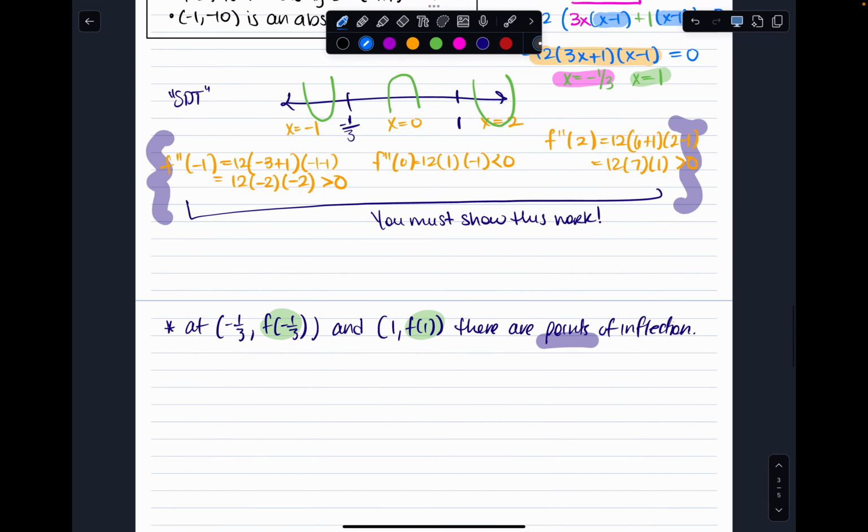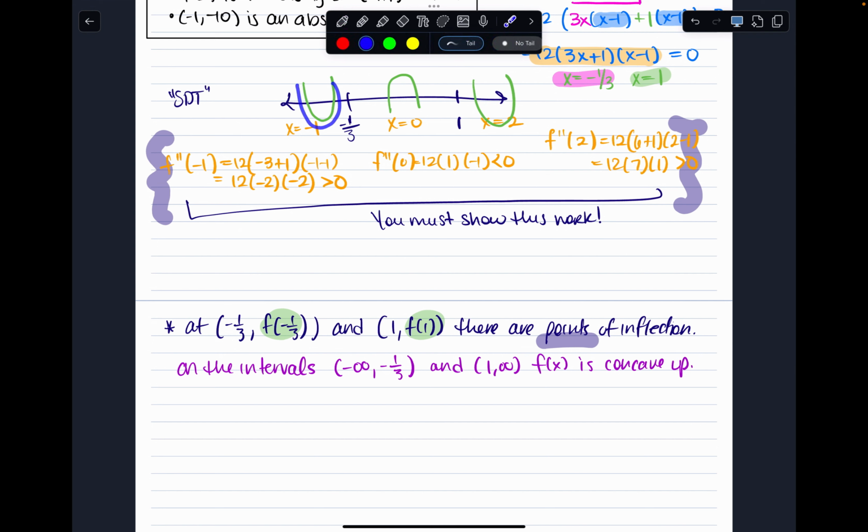Those are the points of inflection, and on the intervals -infinity to -1/3 and 1 to infinity, f of x is concave up. I'm looking here at the U's. They look like little letter U's. They're up, and they're up because they're positive. And on the interval -1/3 to 1, f of x is concave down.